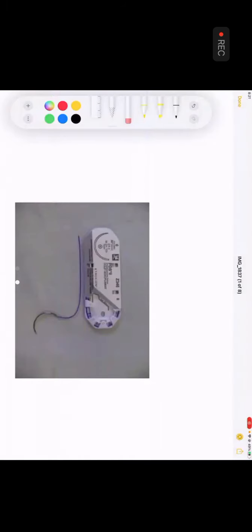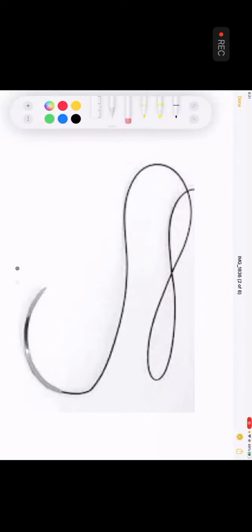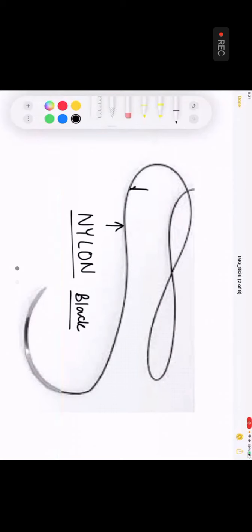Okay. Now let's talk about the next suture. This is a picture of a nylon suture. See the color. A nylon suture, as I have said, is black in color. This is monofilament, shiny. You can see only one filament in this. That means if I take a cross section of this, you are going to see only one filament. So this is technically called a nylon suture.